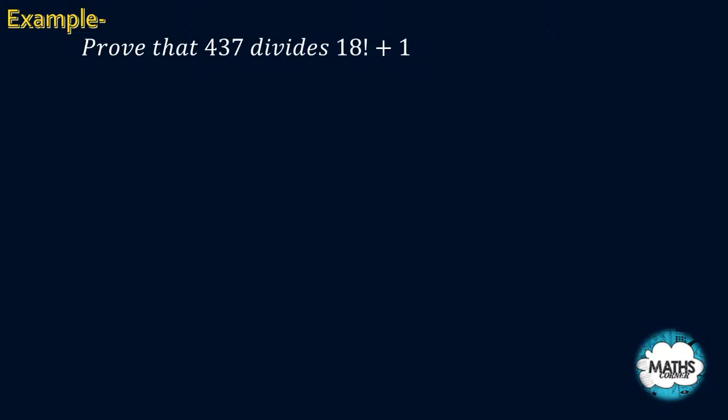Okay, so the next example: 18 factorial plus 1. How can I prove this? When I think of 437 and try to prime factorize it, 437 will be 19 times 23. So if I prove that 18 factorial plus 1 is divisible by 19 and it is also divisible by 23, then I can conclude that 18 factorial plus 1 is divisible by 19 times 23, which is 437.